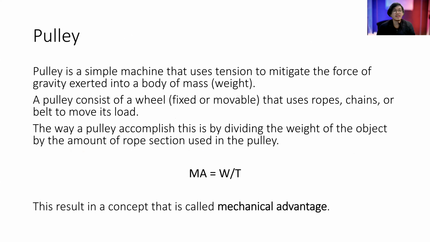For pulleys, a pulley is a simple machine that uses tension to mitigate the force of gravity exerted on a body of mass, also known as weight. A pulley consists of a wheel that is either fixed or movable that uses ropes, chains, or belts to move its load. The way a pulley accomplishes this is by dividing the weight of the object by the amount of rope section that is used in the pulley, with MA equals W divided by T. The result is a concept that is called mechanical advantage.